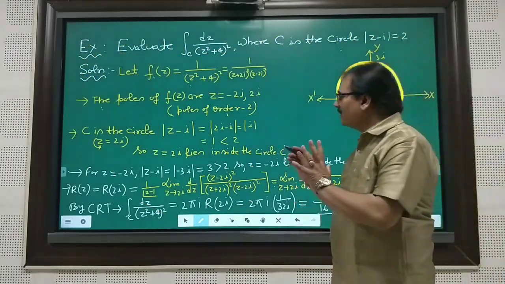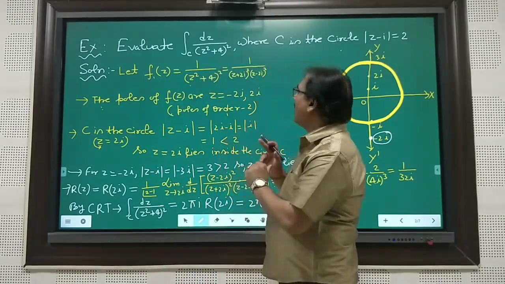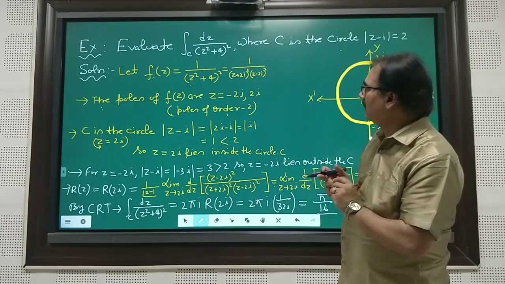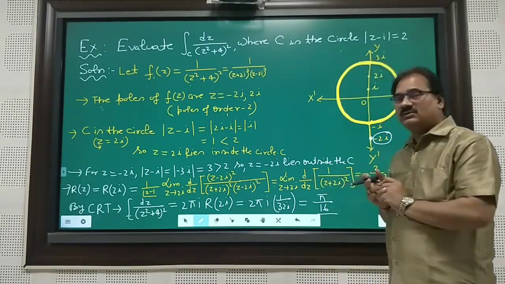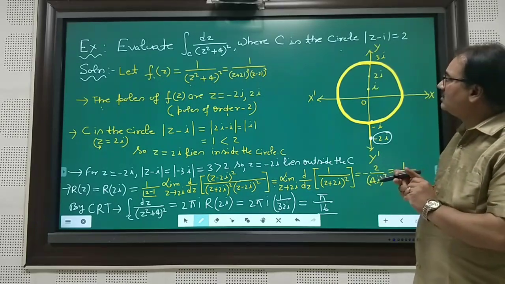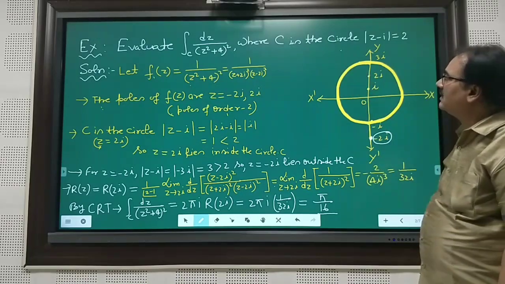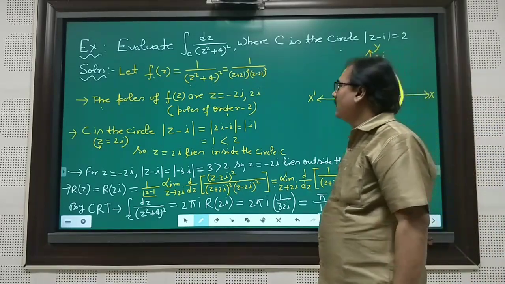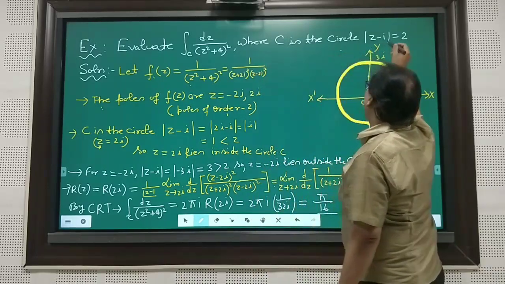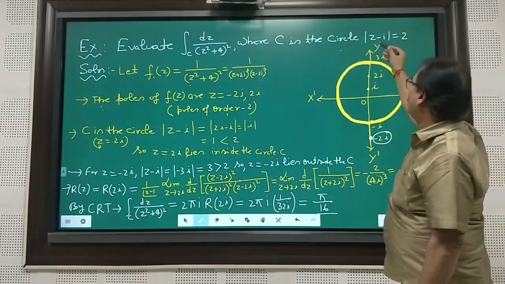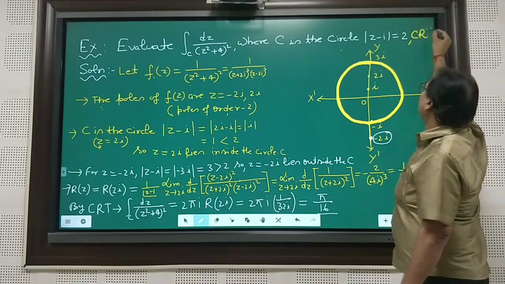Now something a good problem: the evaluation of an integral. How will you do it with the help of the Cauchy residue theorem? With the help of the Cauchy residue theorem, you have to evaluate this integral, dz divided by (z square plus 4) whole square, where C is the circle mod of z minus 1 minus i is equal to 2, with the help of Cauchy's residue theorem.